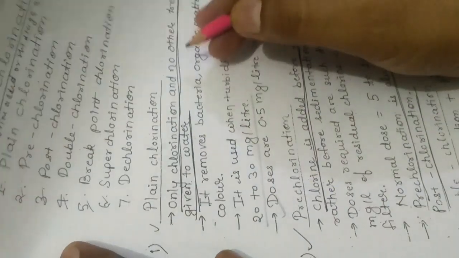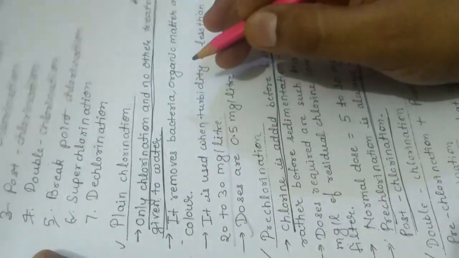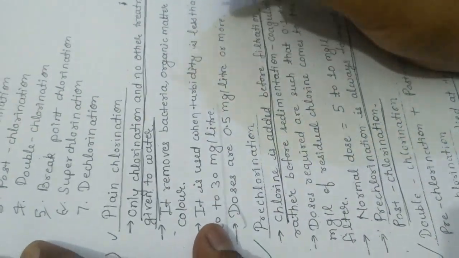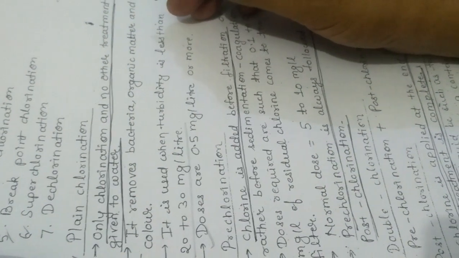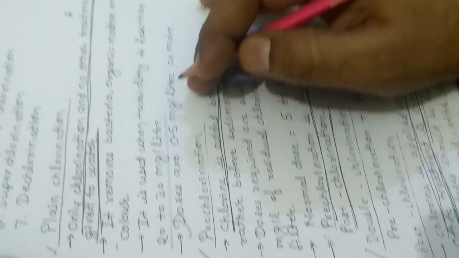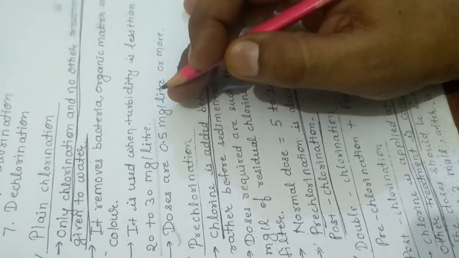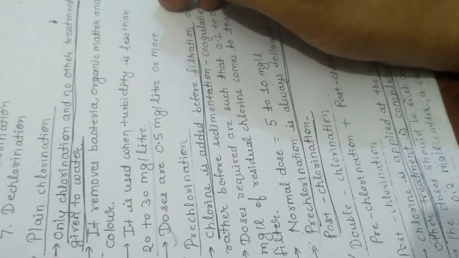So first is plain chlorination. Plain chlorination means only chlorination, and no other treatment is given to water. Only chlorine is applied, no other chemical and no other treatment. That is plain chlorination. The effect of plain chlorination is that it removes bacteria, organic matter and color.